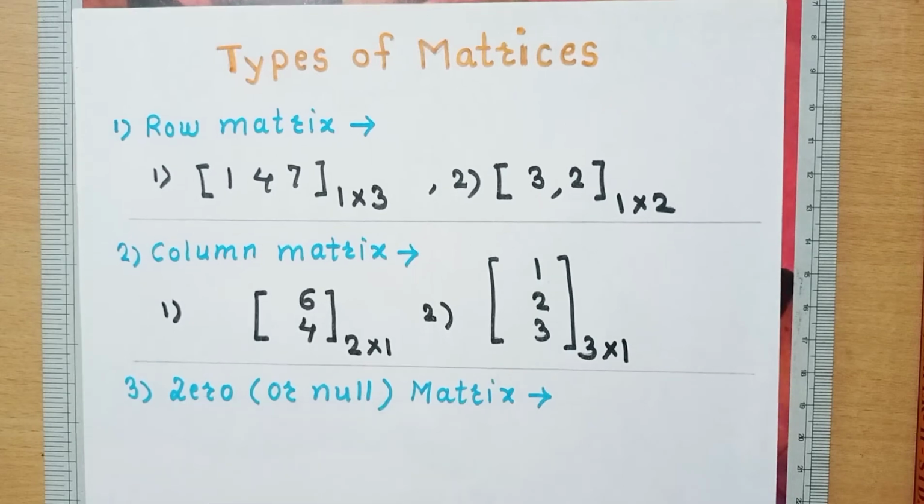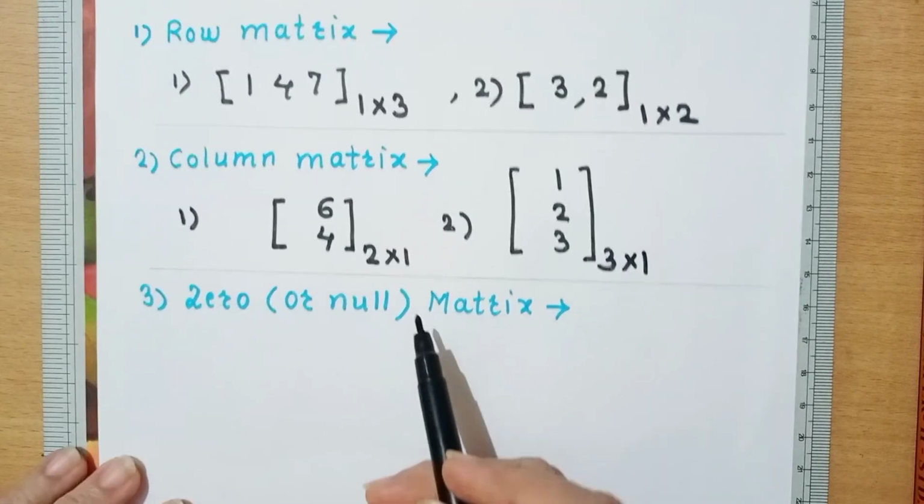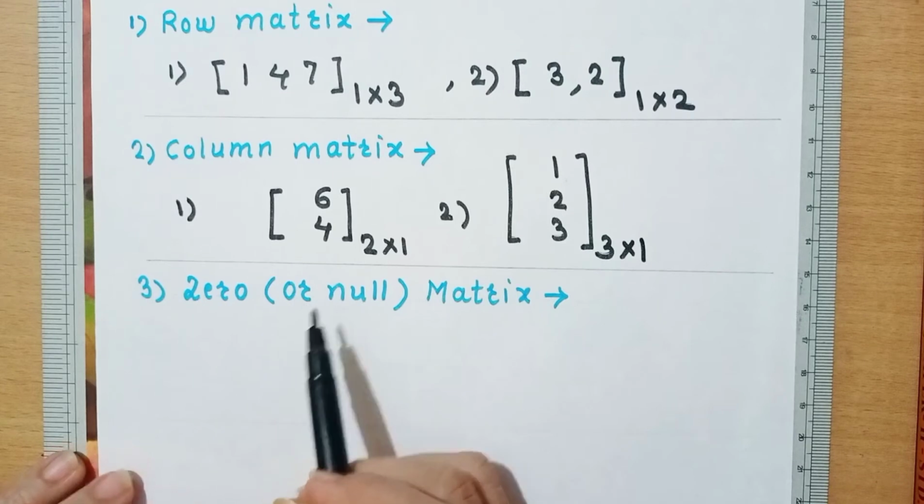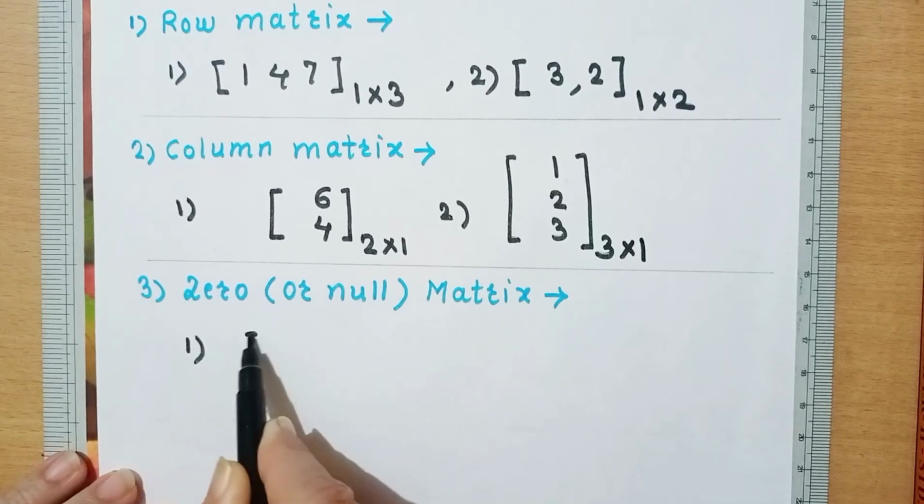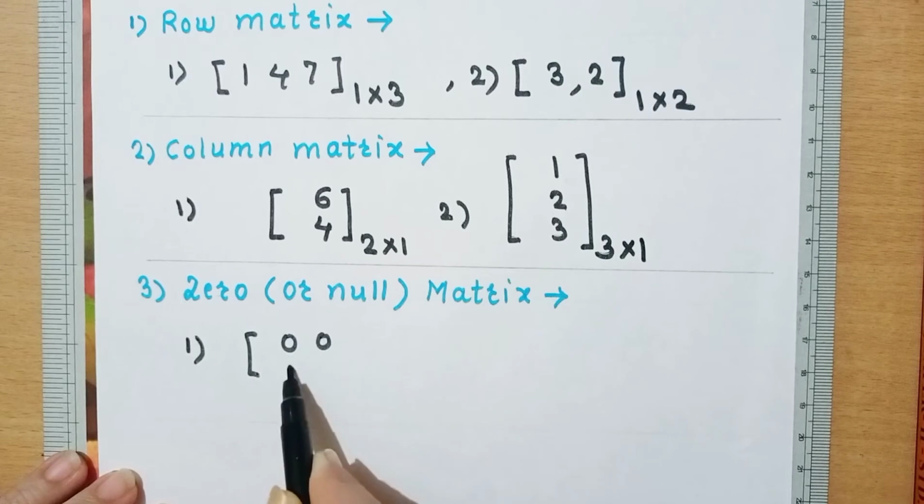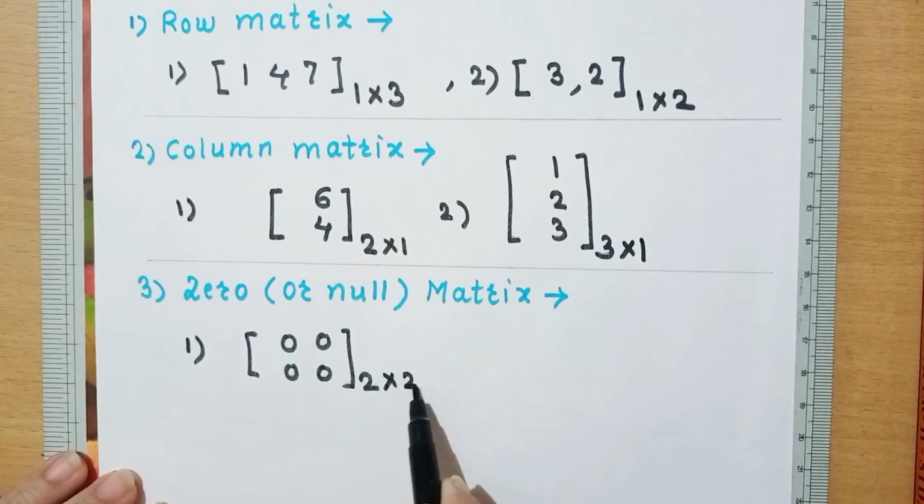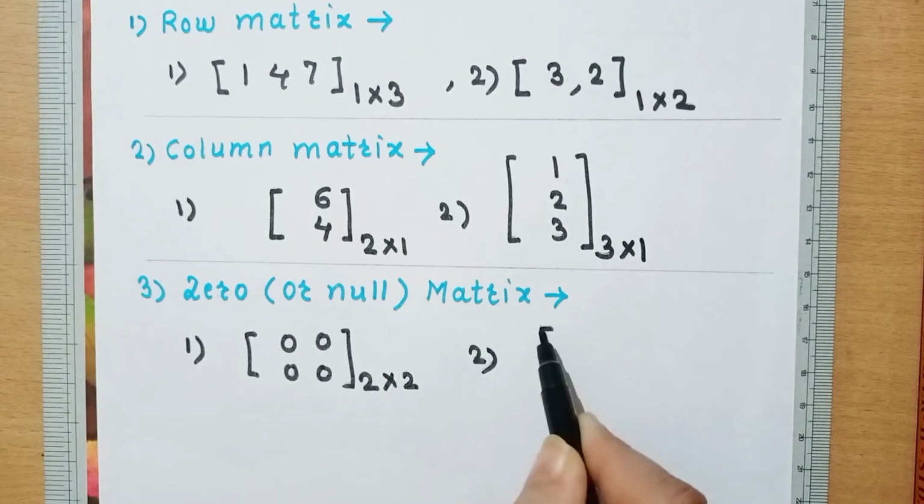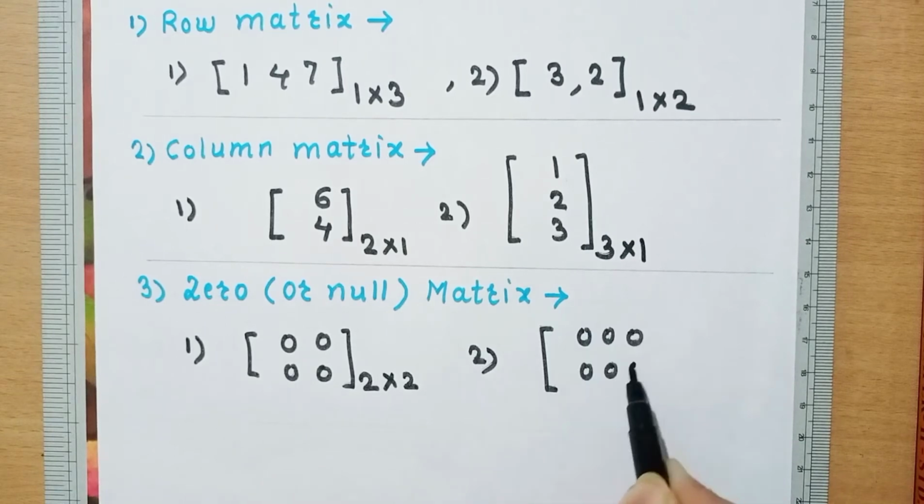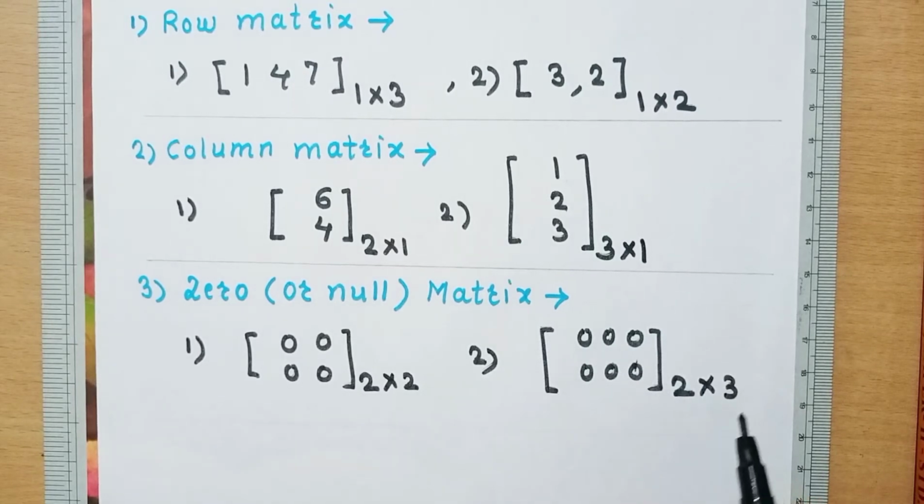Now the third type is zero or null matrix. Here the matrix in which every element is 0 is called a zero matrix. Now check here, there are two rows and two columns. So this is a zero matrix of order 2 by 2. And suppose this is the matrix. Now there are two rows and three columns. So this is a zero matrix of order 2 by 3.